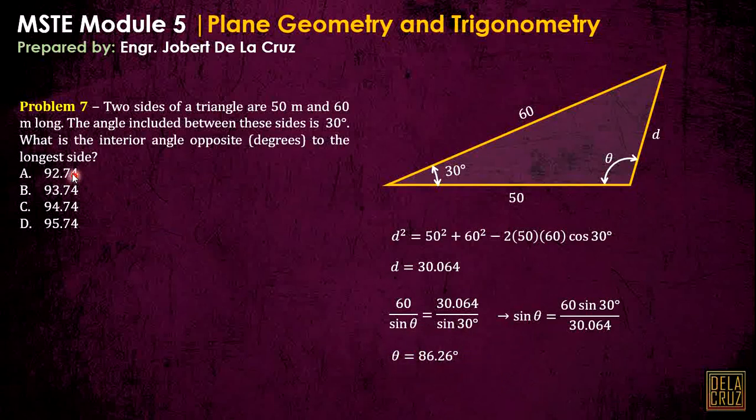Now, as you can see, wala siya sa choices. So, ano nangyari? Again, as I have said, pag sine theta, dalawa yung always na ibibigay na angle dyan. Of course, kukunin natin yung supplement nito. That is 180 degrees minus 86.26. It will give us 93.74. And actually, sure na tayo ito yung answer because ito yung nasa choices. But paano natin malalaman na this is the answer?